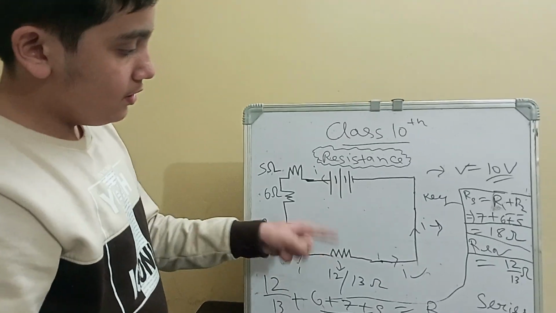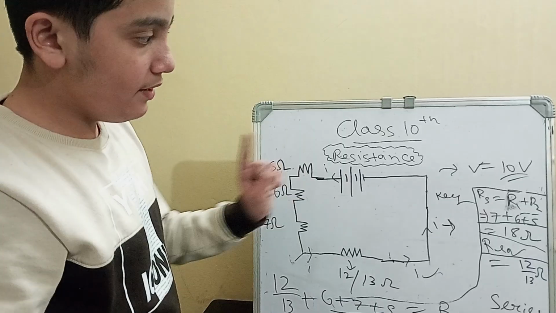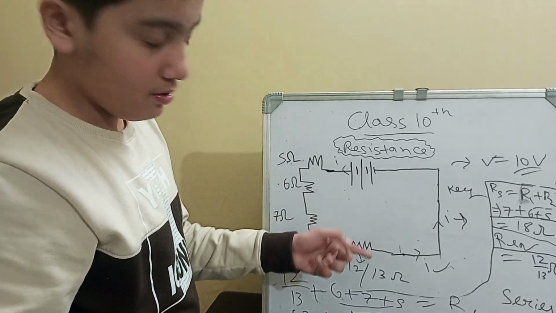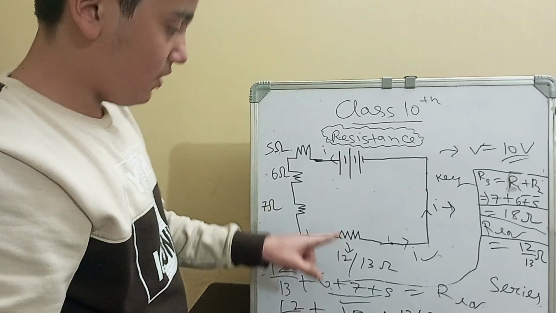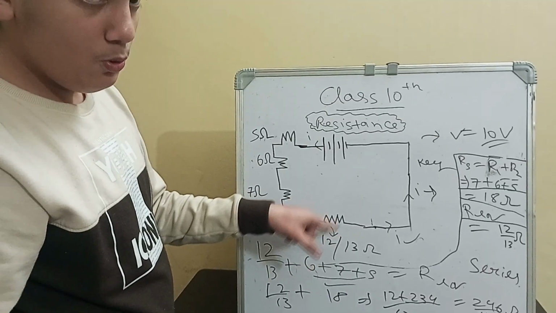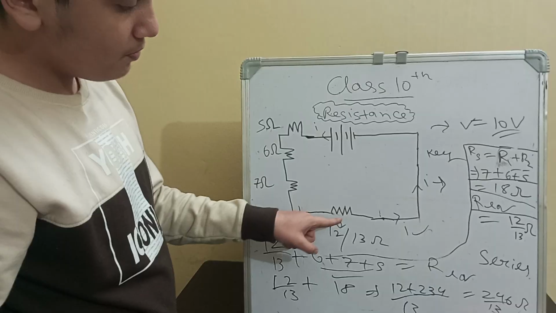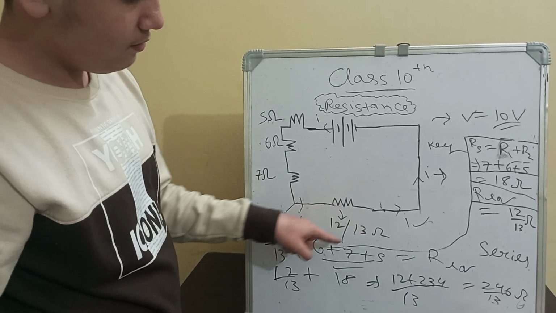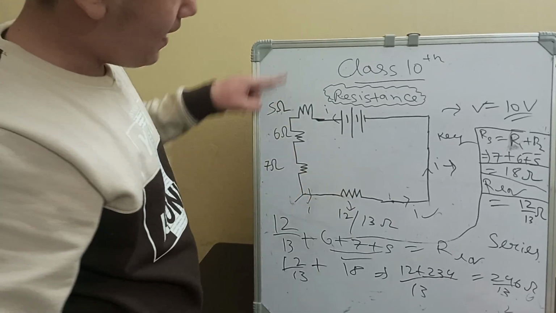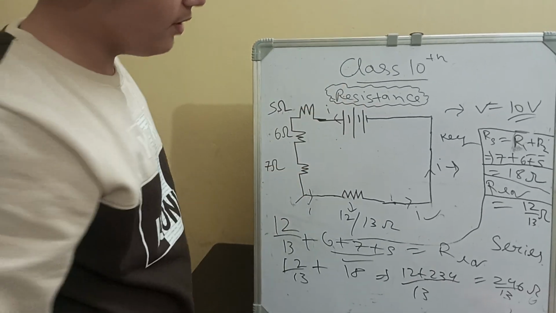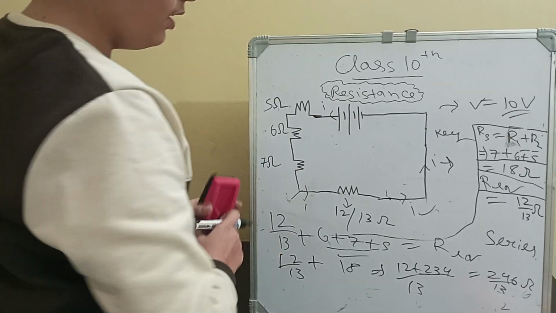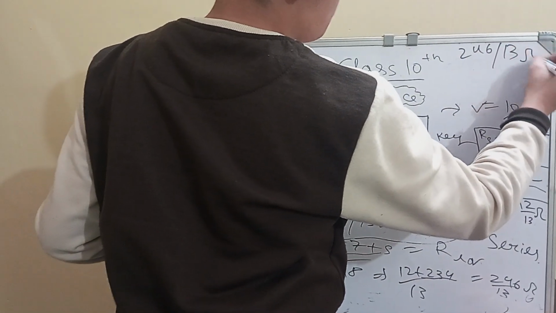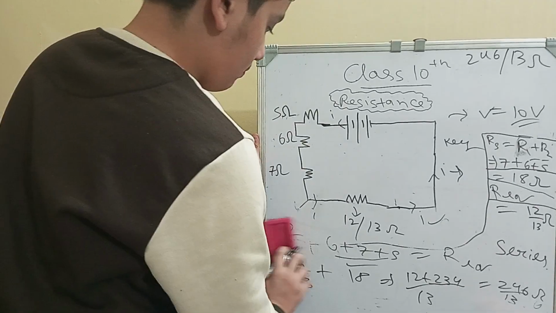How do you do that? You calculated the parallel's equivalent resistance, and that was equal to a single resistor. You wrote its value, erased that parallel setup, and made a single resistor. Then you added all the series resistances to get the total resistance. Now let's write the total resistance here, 246 upon 13 ohms. Now erase all this part.